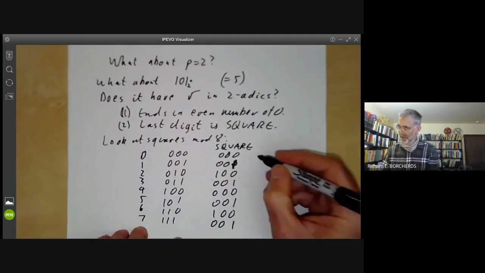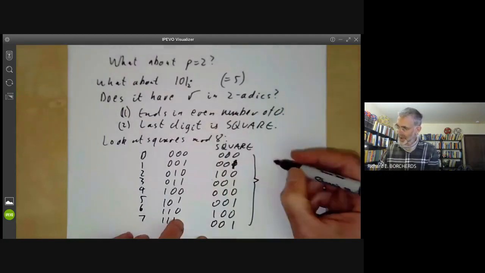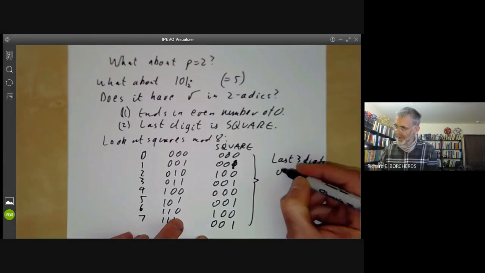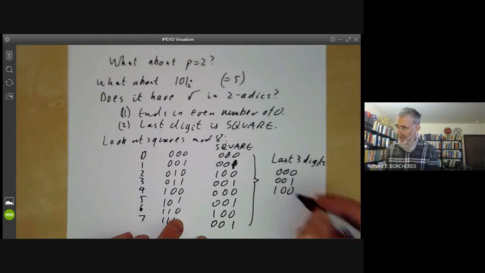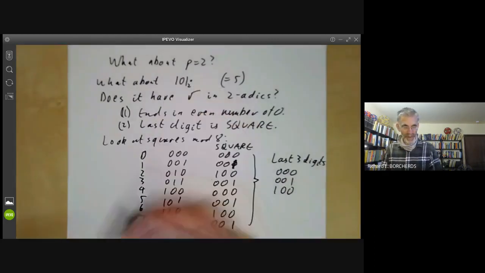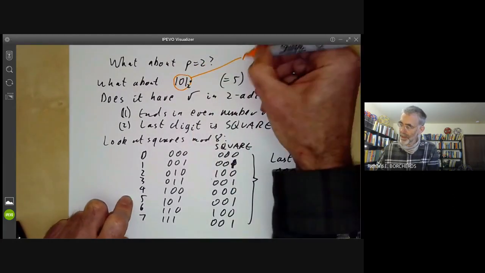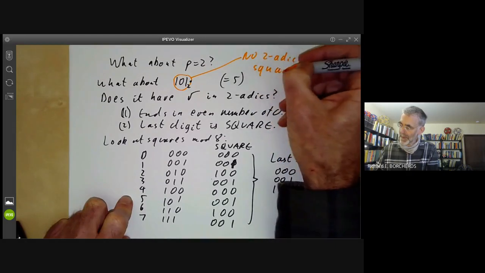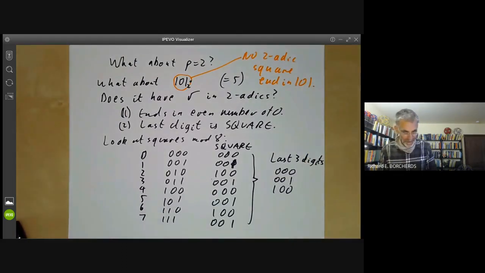So the only possibilities for a square in the two adics is that the last three digits are 0, 0, 0, or 0, 0, 1, or 1, 0, 0. And you notice 101 doesn't appear on the list. So no two adic square can end in 101. So things are definitely rather more complicated.